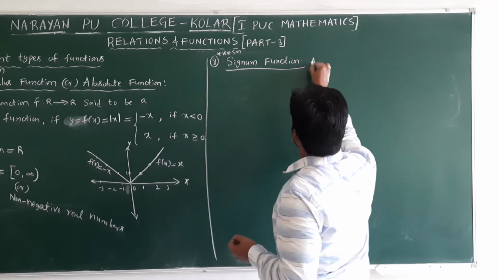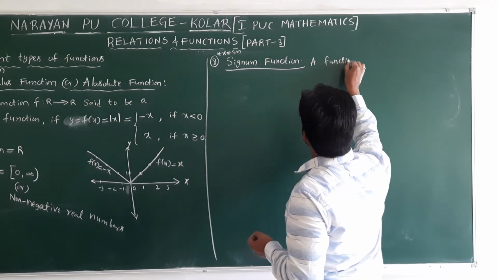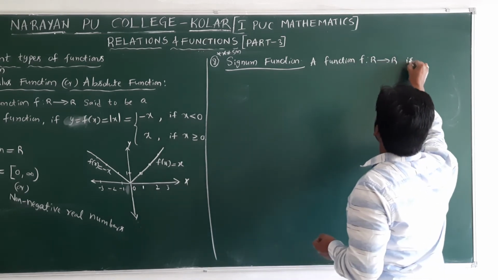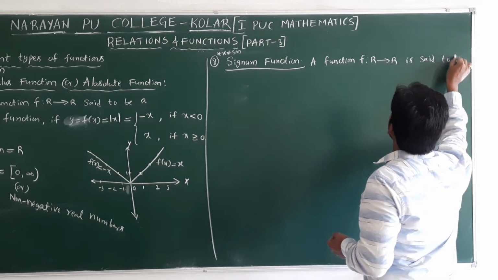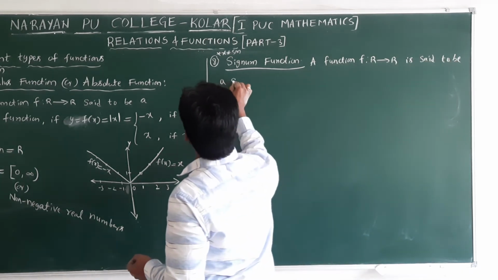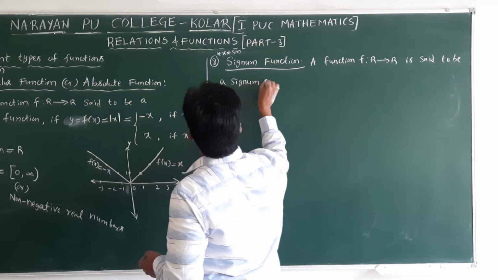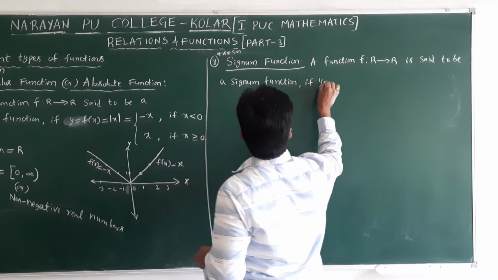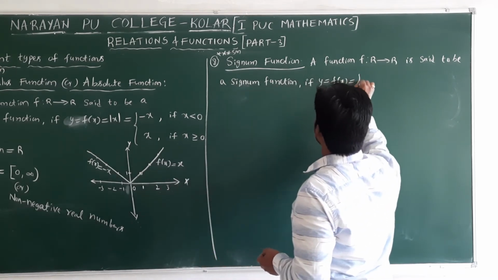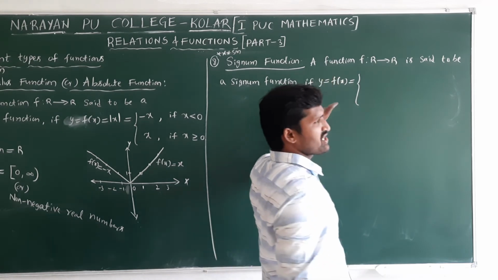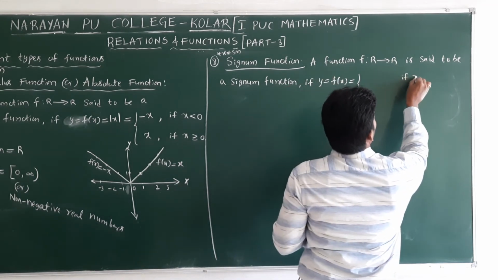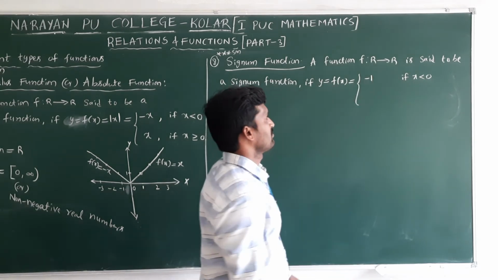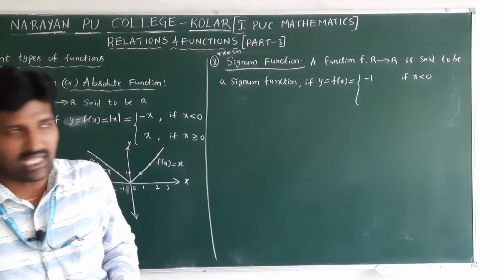Now to define this one. A function f maps R to R is said to be a signum function if y equal to f of x equal to, here what is this function's nature? If x is negative, image is -1. Actual form I will write exactly.